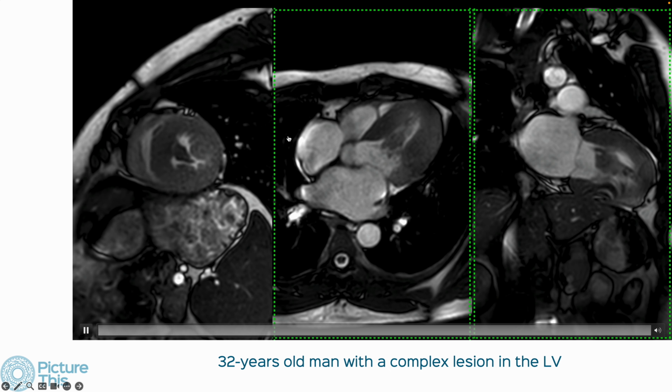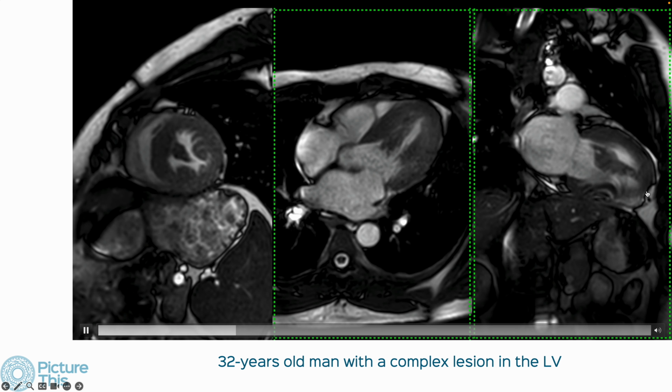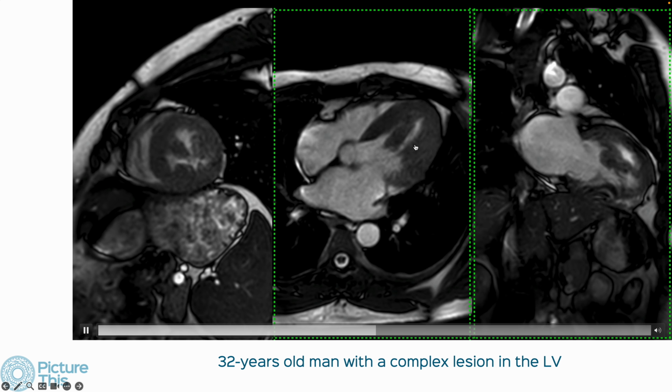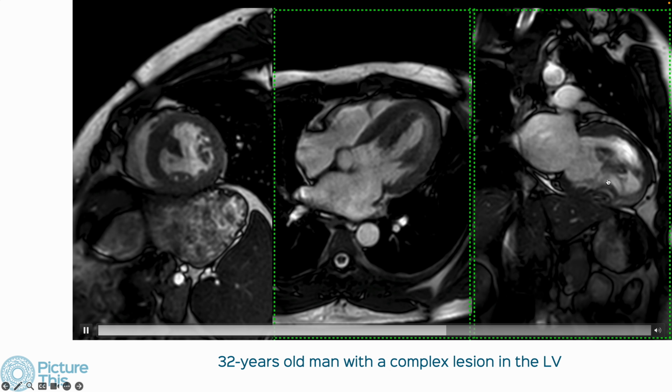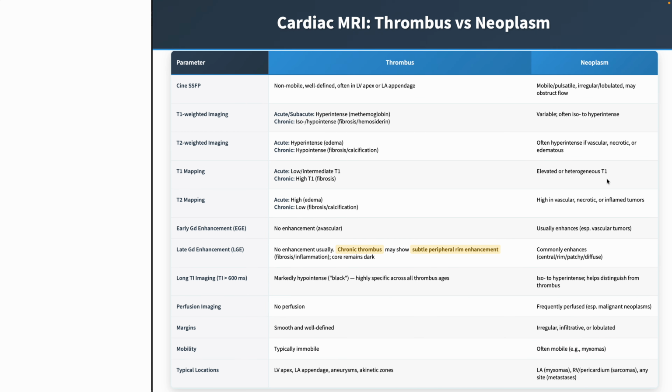The third pseudotumor is this. You have a 32-year-old man with a complex lesion in the LV. The apex is a little hypokinetic, and you can see this attached to the apex, and it's a little mobile. So this is a typical appearance of a thrombus, and I got this summary done through ChatGPT.